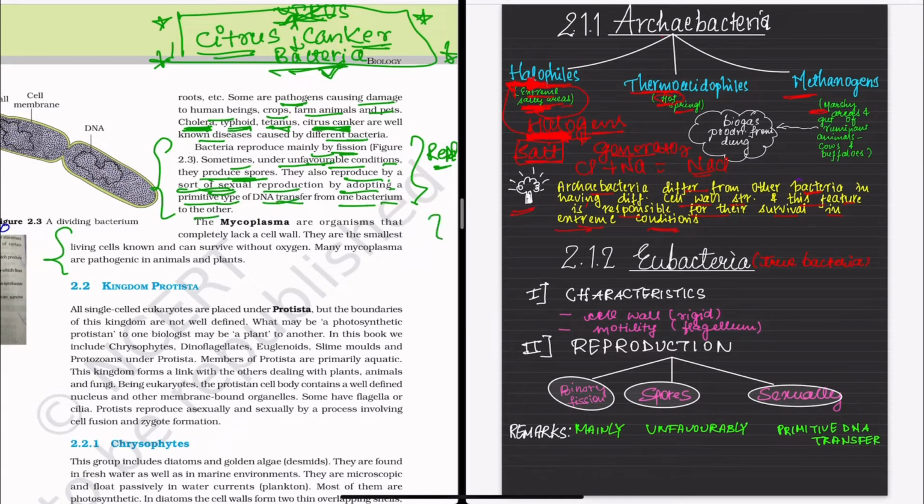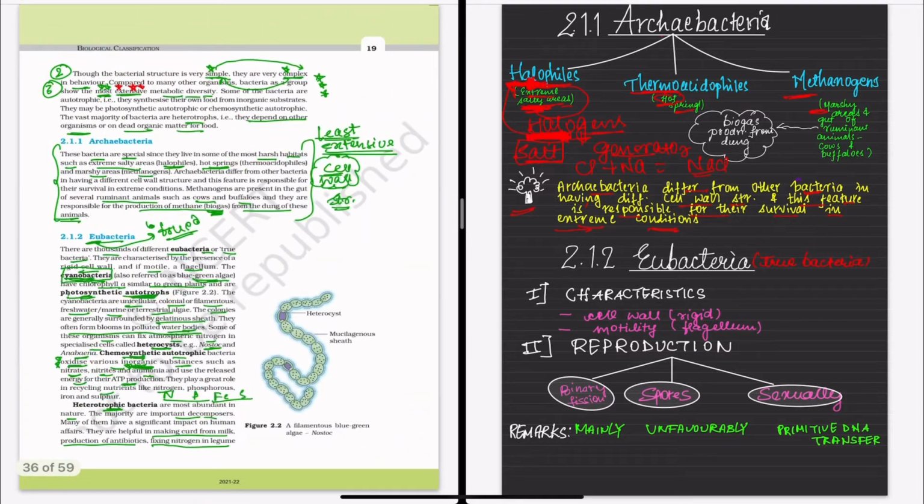And now in this para they dealt with the mycoplasmas. Mycoplasmas are organisms that completely lack a cell wall. They have no cell wall at all. They're the smallest living cells known. They can survive without oxygen. Many mycoplasmas are pathogenic in animals and plants. Now what we have done is we have categorized these things.